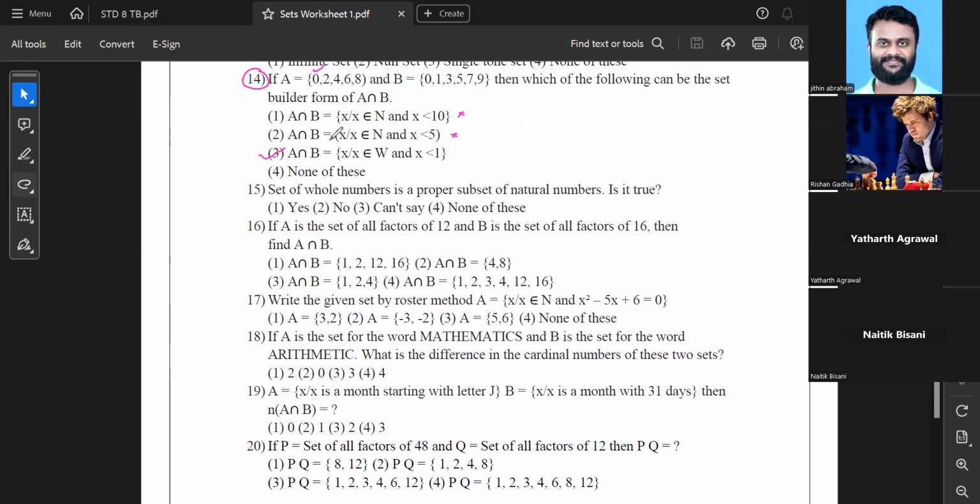Sir, if it was A union B, then the first one would have been correct, right? Even with A union B, the first one wouldn't be correct, because 0 is not a natural number. Then it would be a whole number. Okay, sir, then it would be the fourth one, none of these. Yes, then none of these would be correct. Okay, that's enough for today.